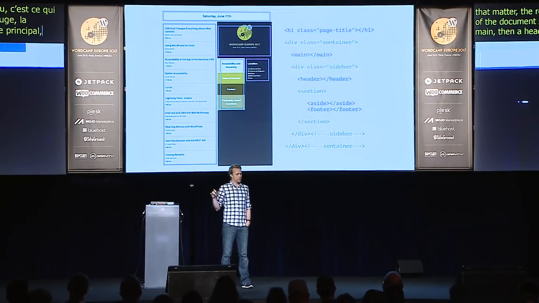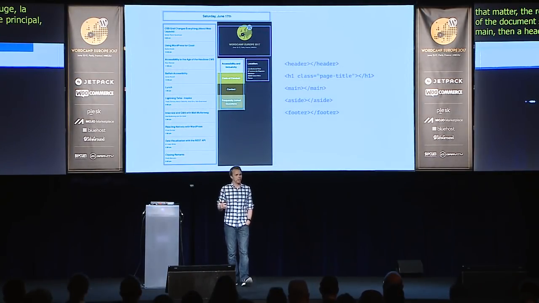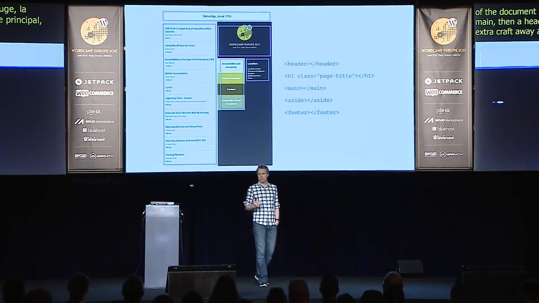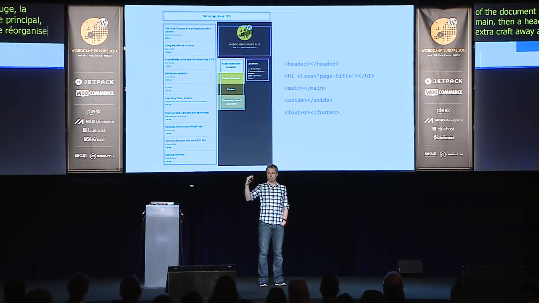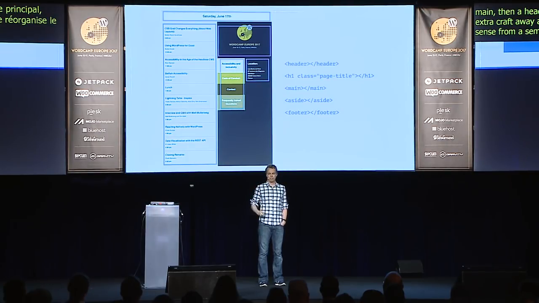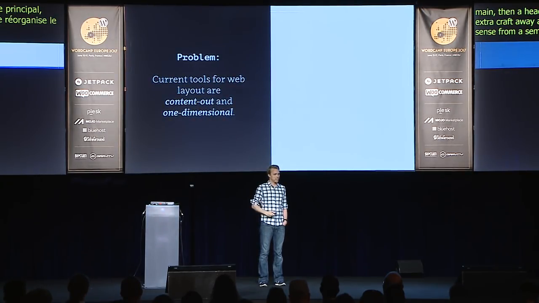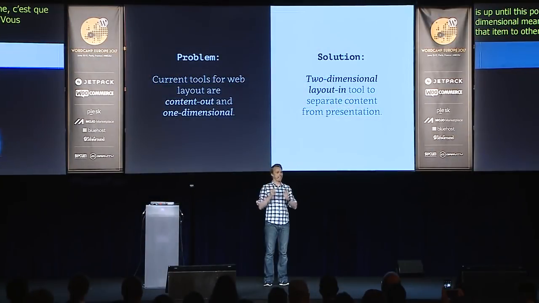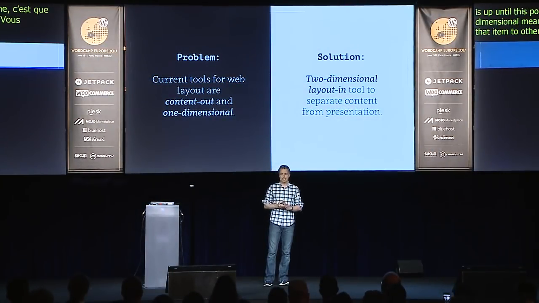If I take all the extra cruft away and reorganize the document, all of a sudden it makes much more sense from a semantic standpoint. Header, H1, main, aside, footer. The problem is, up until this point, all our layout tools have been content out and one-dimensional, meaning you apply a layout to an individual item, and then you have to relate that item to other things. What we need is a two-dimensional layout that works layout in. And that's what CSS Grid gives us.